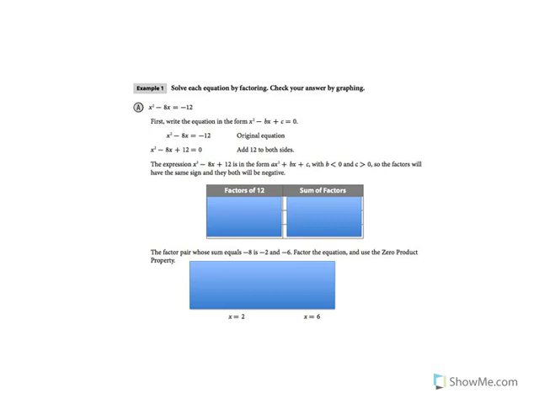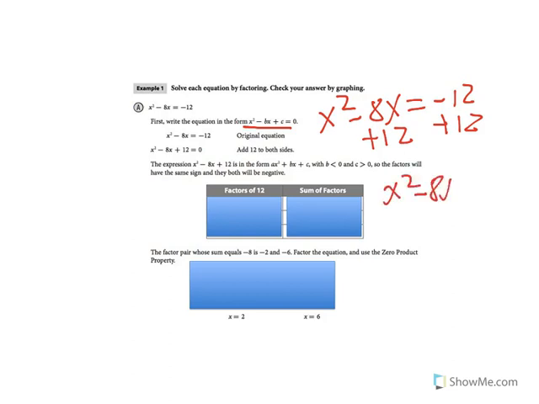Okay. So we have the equation x squared minus 8x equal to negative 12. But remember that our form is in this form, right? So we need to rewrite our equation by adding 12 to both sides. So then our equation is going to be x squared minus 8x plus 12 equal to 0. So from here we can factor. Remember that.